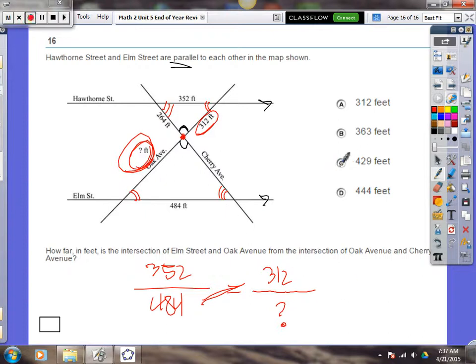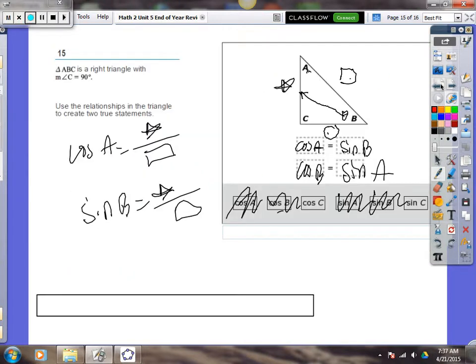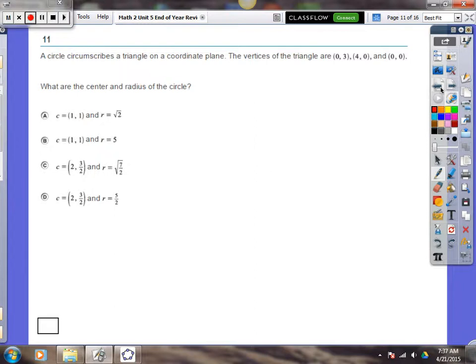And your answer is 429. So that means it's 429. Okay, now let's maybe go back to that circumscribe. Alright, a circle circumscribes a triangle. So that means this.